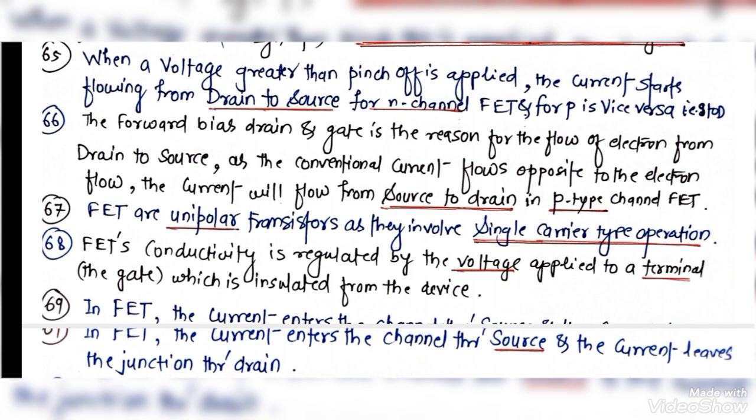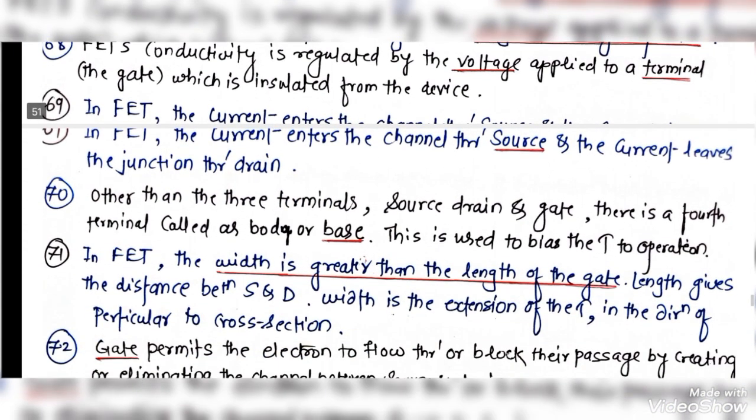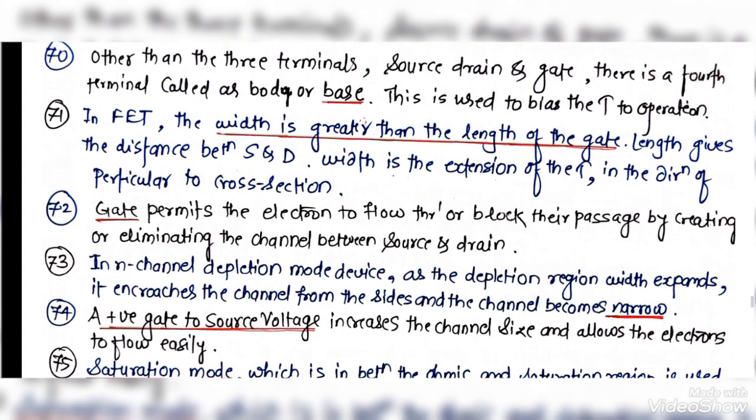FETs are unipolar transistors as they involve single carrier type operation. FET's conductivity is regulated by the voltage applied to a terminal, the gate, which is insulated from the device. In FET, the current enters the channel through source and leaves through drain. Other than the three terminals, source, drain and gate, there is a fourth terminal called the body or base. This is used to bias the transistor to operation.